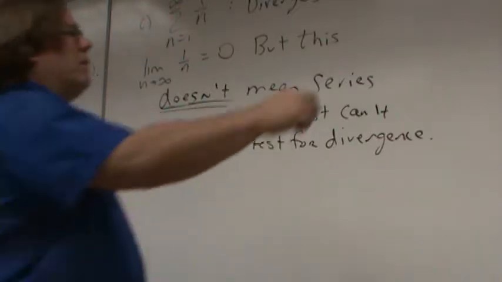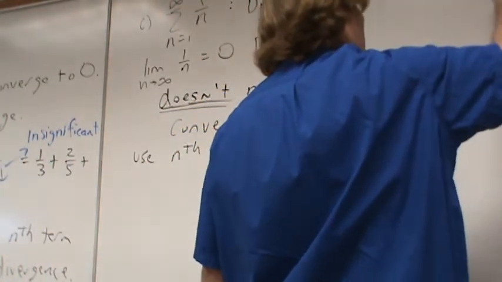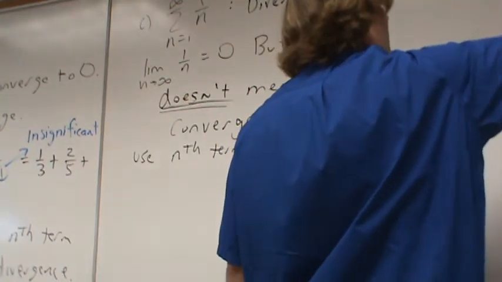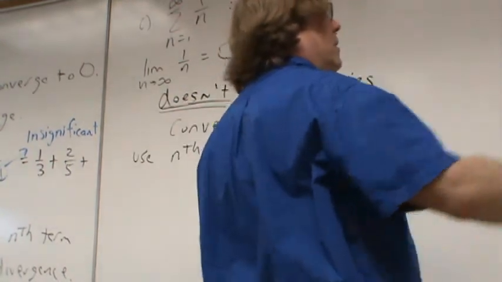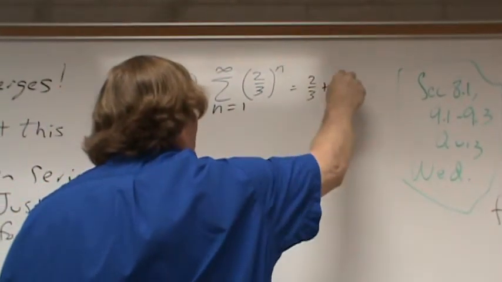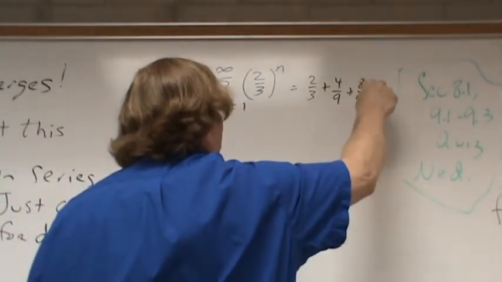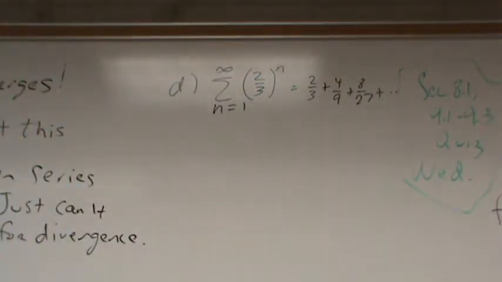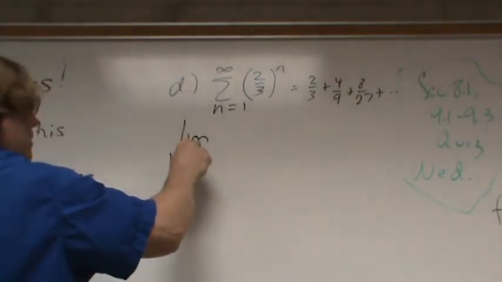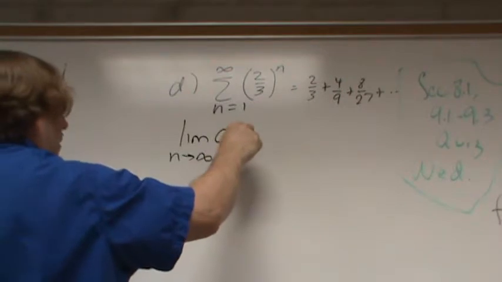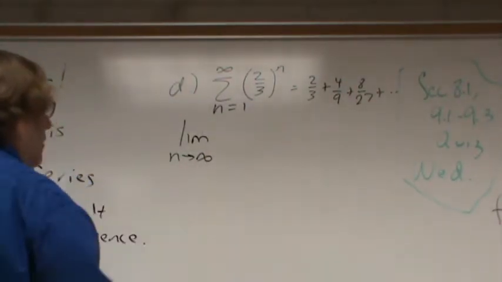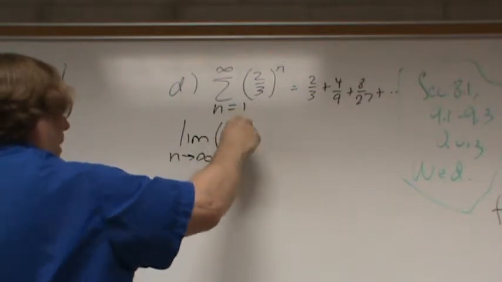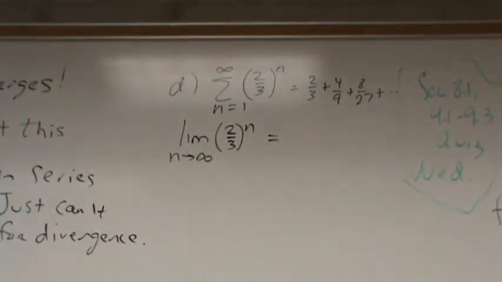Let me give you another example. D, the sum as n goes from 1 to infinity of 2/3 to the n power, which would be 2/3 plus 4/9 plus 8/27 plus dot dot dot. Do I get to use the nth term test for divergence on D? Well, let's see what the infinitieth term is. I'll put in that this is 2/3 to the nth power. What's the infinitieth term for 2/3 to the nth power?